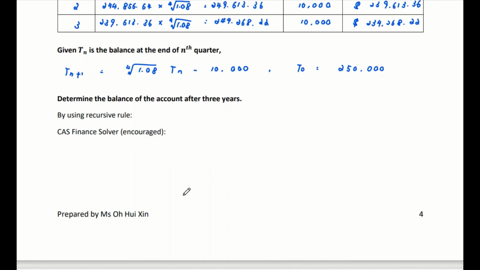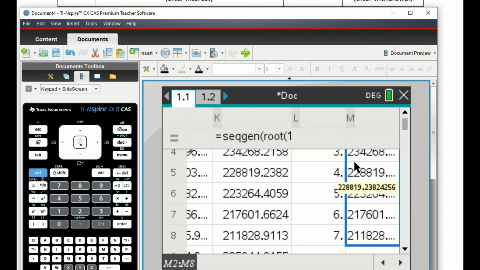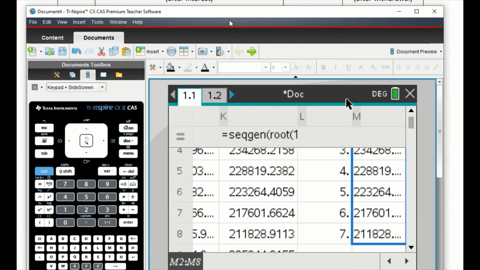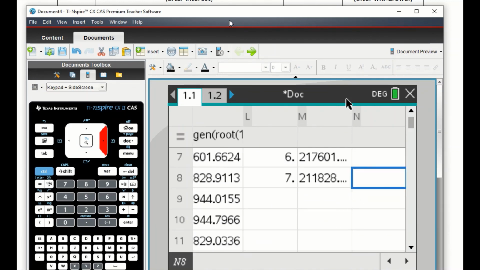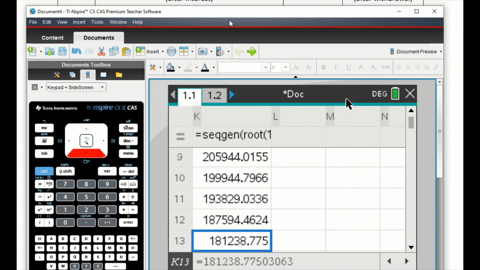Let's write down our answer here: the balance of the account after 3 years. Remember, what we are doing in our calculator is by quarter, not by year. So Tn is the balance at the end of the nth quarter. After 3 years, which means after how many quarters? 1 year has 4 quarters, so 3 years is 12 quarters. So you are looking at T12. We can refer to this: T7, 8, 9, 10, 11, 12. So that should be this value.